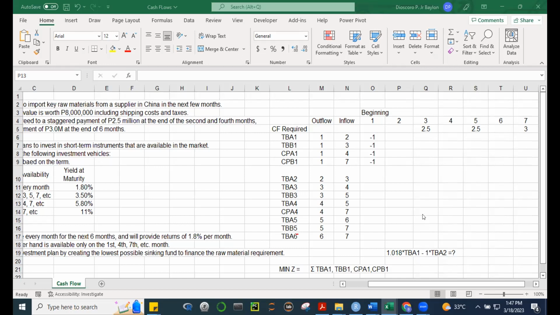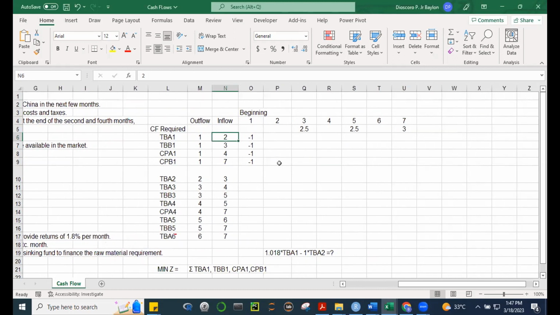Good. Okay, so for TBA1, its outflow is month 1. Its inflow is month 2. So if you take a look at this timeline here, when will be the inflow for TBA1? Month 2, right? Month 2.